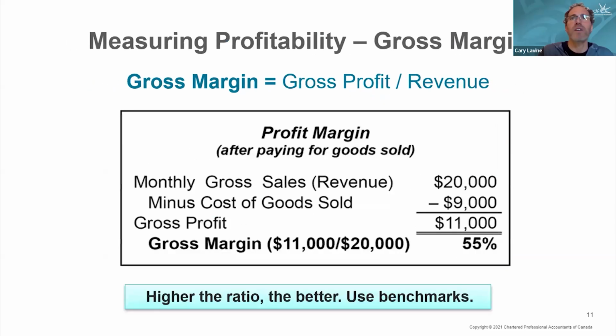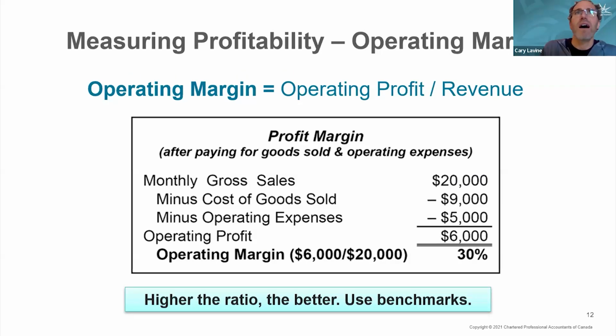I apologize for this. This is an example of measuring profitability where gross margin, monthly gross sales, 20,000 minus cost of goods sold, 9,000, gives a gross profit of 11,000. This is 55% gross margin. I apologize. I'm not sure how my slides got out of order here. This is, again, looking at profitability, which is what I was talking about earlier. I'm not going to dwell on this slide. We'll keep moving past this.